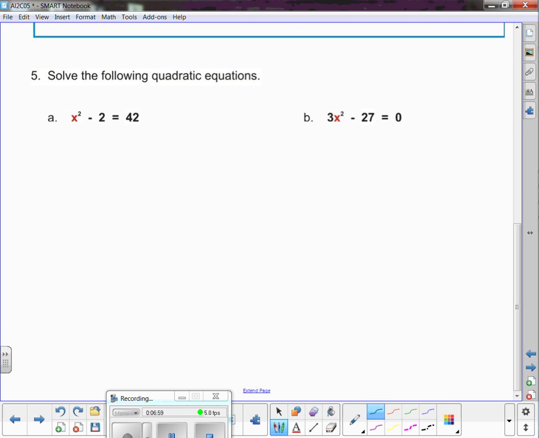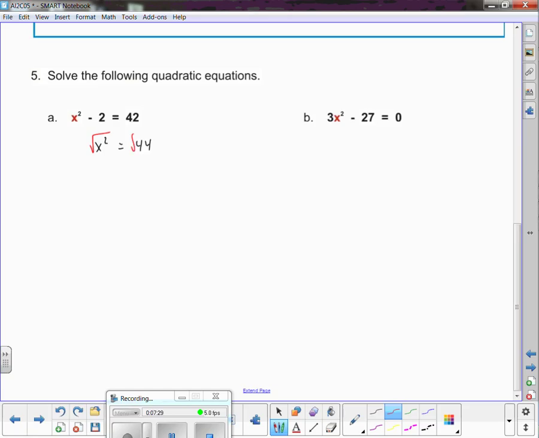All right, so let's look at a couple examples. So you've got example A. We want to isolate the square term. So hopefully you agree. Let's add a positive 2 to both sides. And we end up at x squared equals 44, right? I added a positive 2 to both sides. Okay, I've got the square term isolated. I'm now ready to take the square root of both sides.